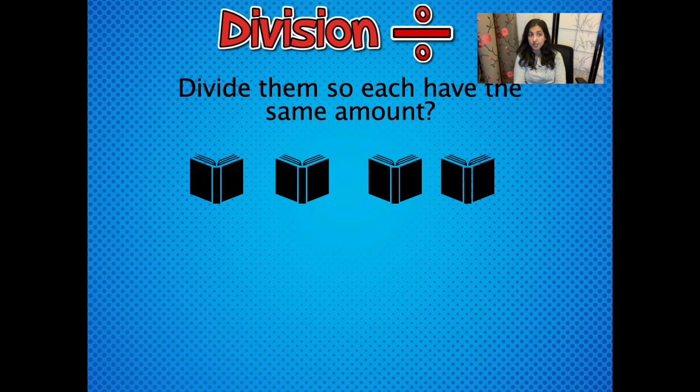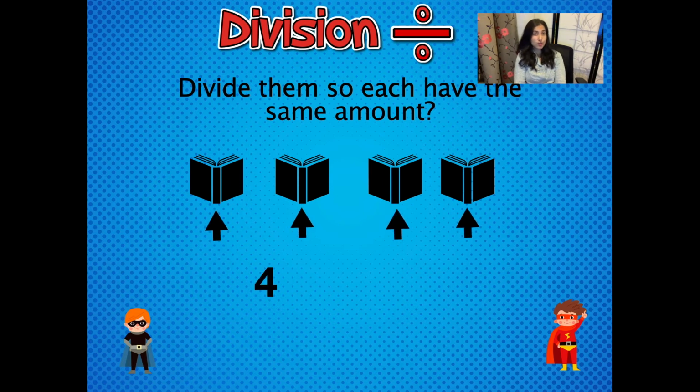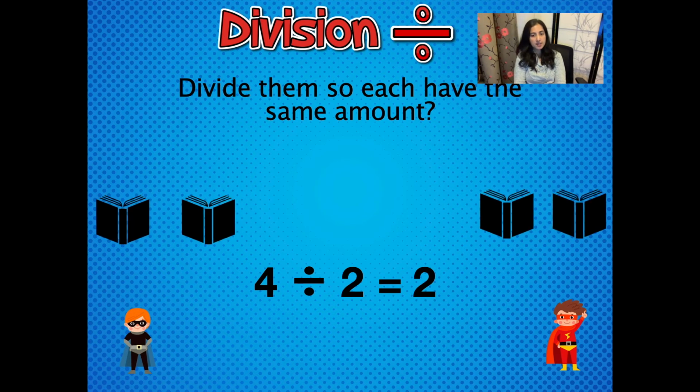Over here I've got books. How many books? 4 books. Good. 4 books divided amongst 2 amazing superheroes. How would I write that? 4 divided by 2 equals, how many books each? Good. Each one's going to get 2 books.